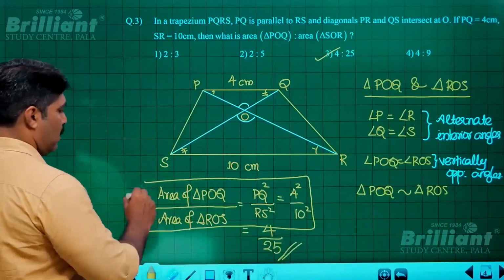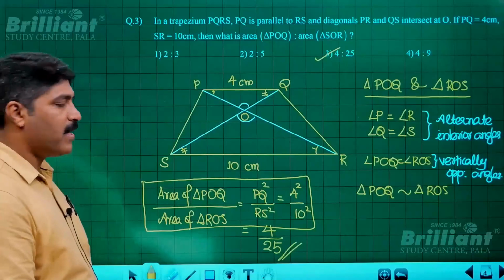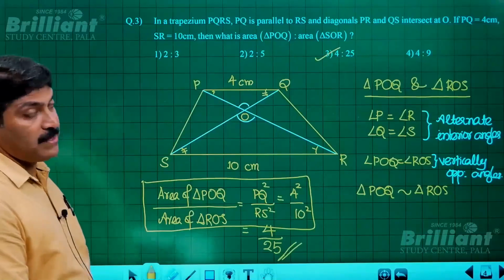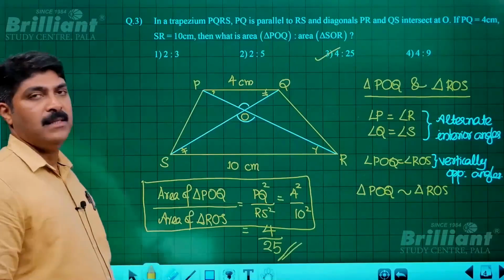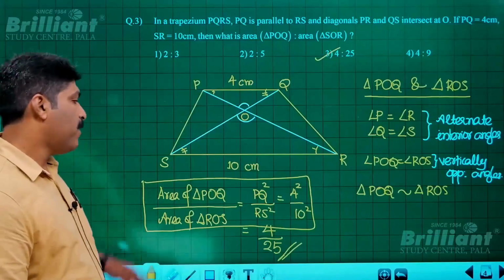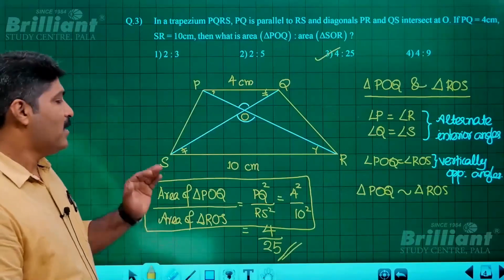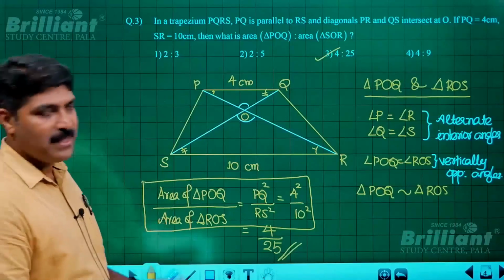So that means for two similar triangles, if we are comparing their areas, then the ratio of their areas will be equal to the ratio of the squares of the corresponding sides.